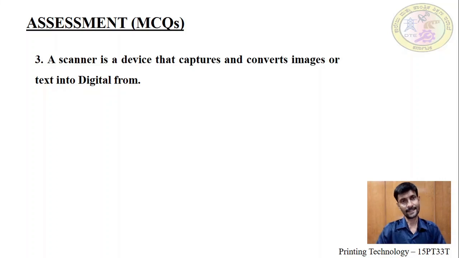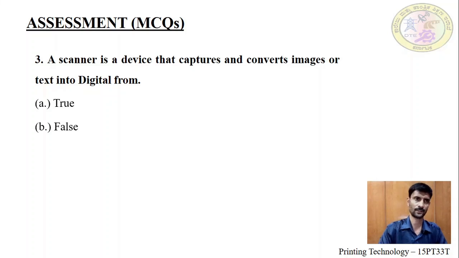A scanner is a device that captures and converts images or text into digital form. Is the statement true or false? The clue to answer this question is that scanners normally convert a hard copy or soft copy. So this is the clue to answer this question.